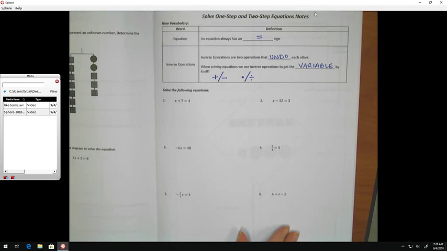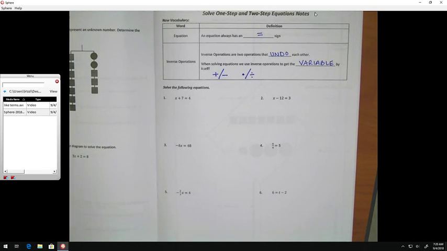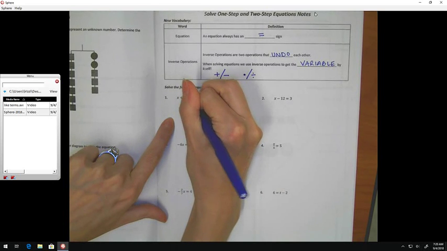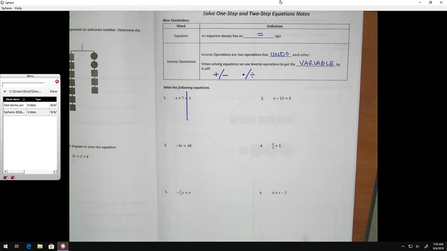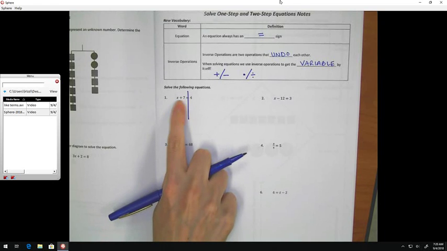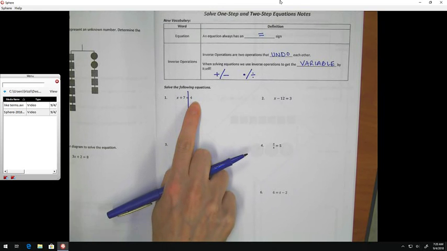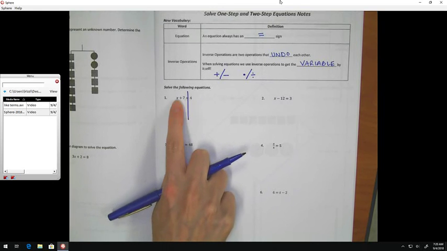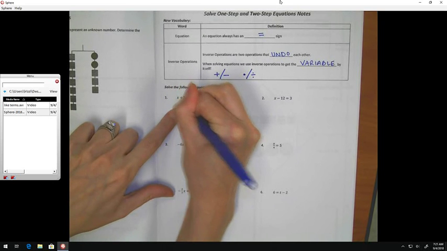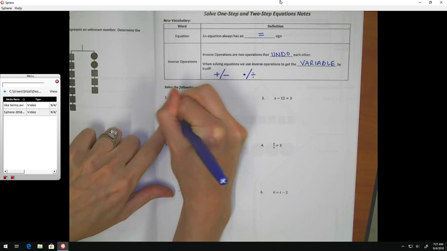All right, guys, let's try some. So number one, you're trying to get x alone. What I like to do is always draw a wall through the equal sign, and then I look at the number that's by the variable, and I do the inverse operation to both sides to balance the equation. So the inverse of adding 7 would be subtracting 7. But you've got to do it to both sides to keep it balanced.